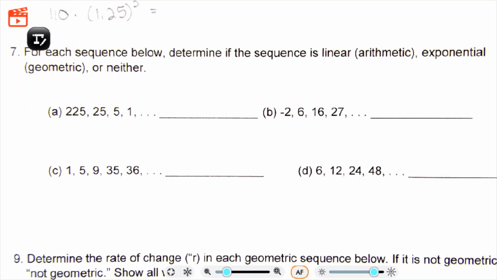Hello, beautiful people. This is part 2 of your Integrated Math 1 Unit 6 review for your test that's coming up. Part 1, we covered questions number 1 through 6. We're going to start with number 7 here.